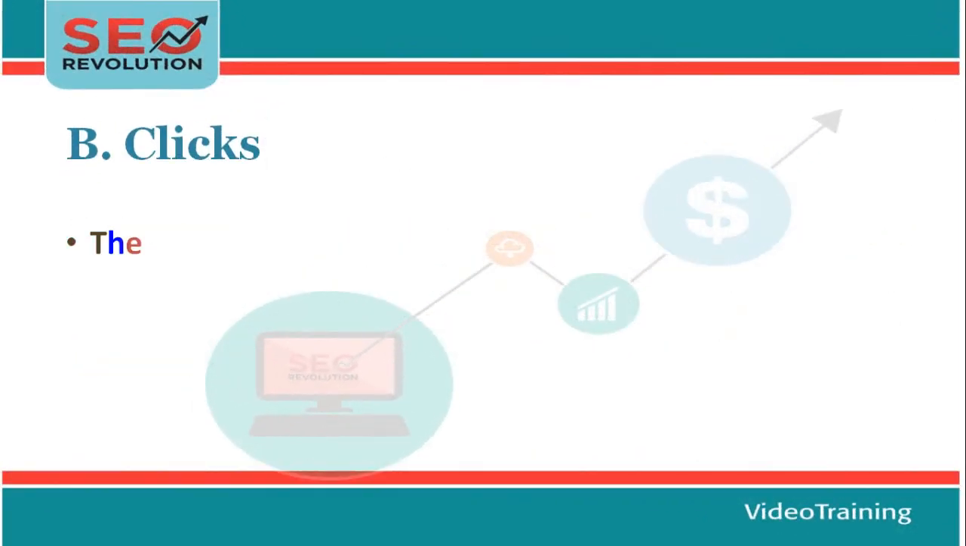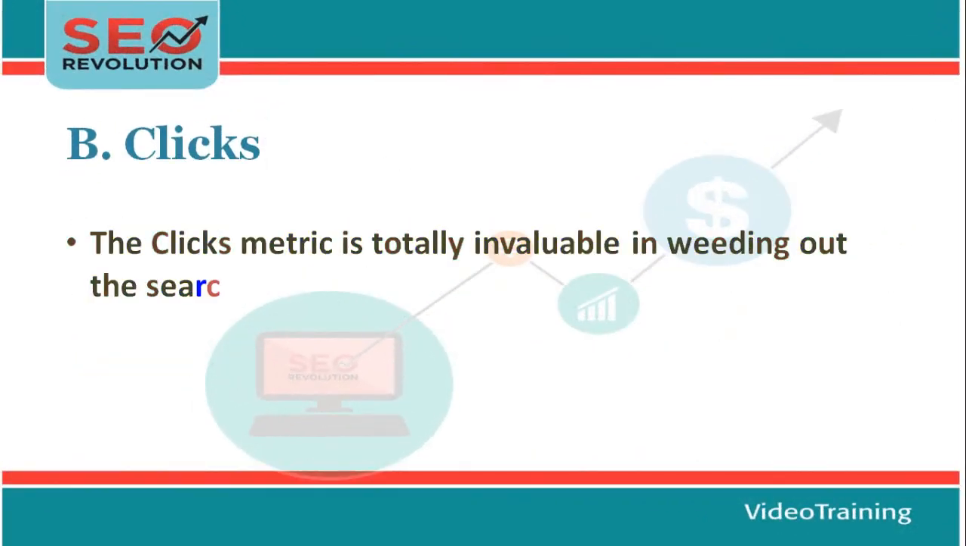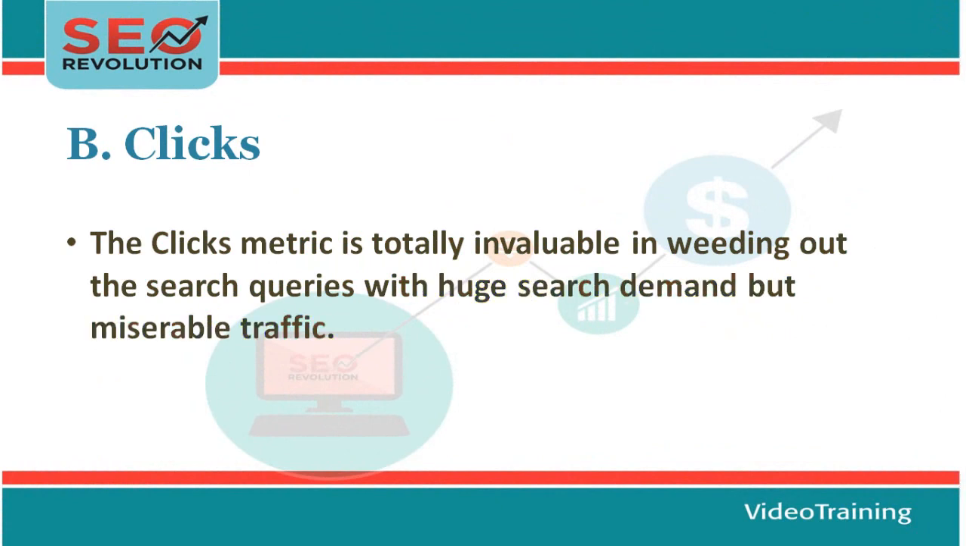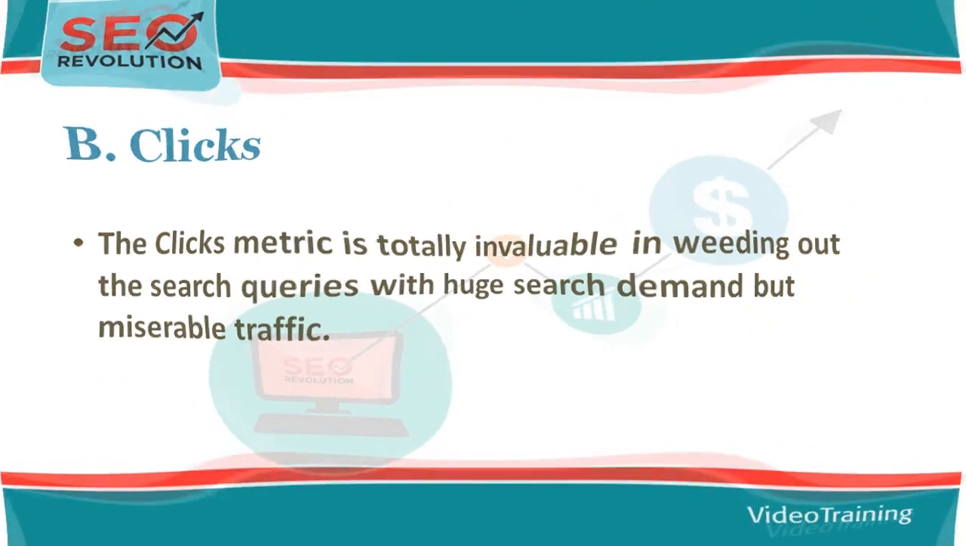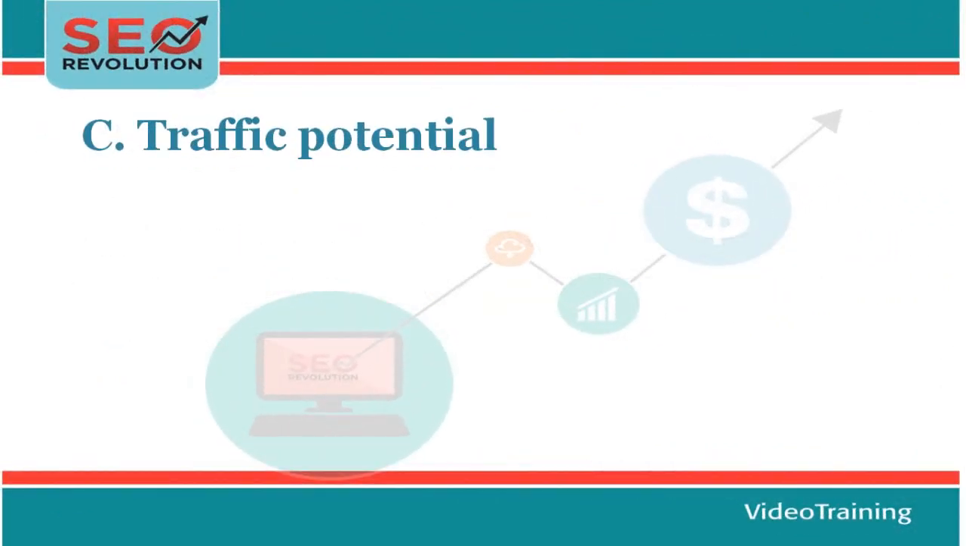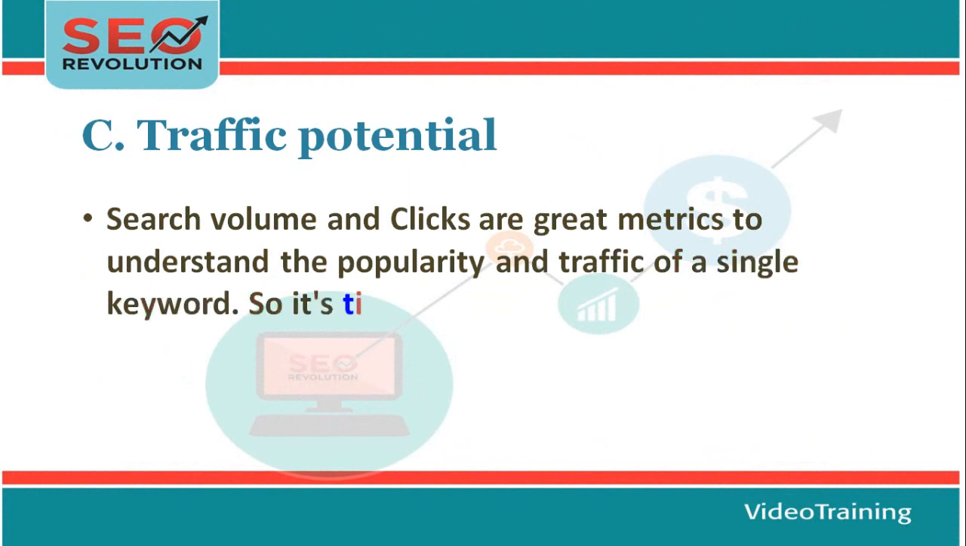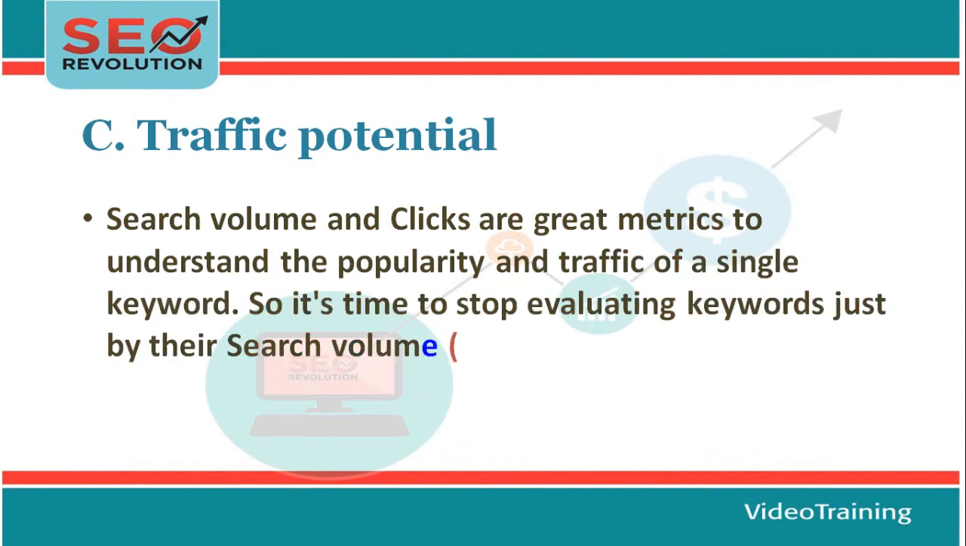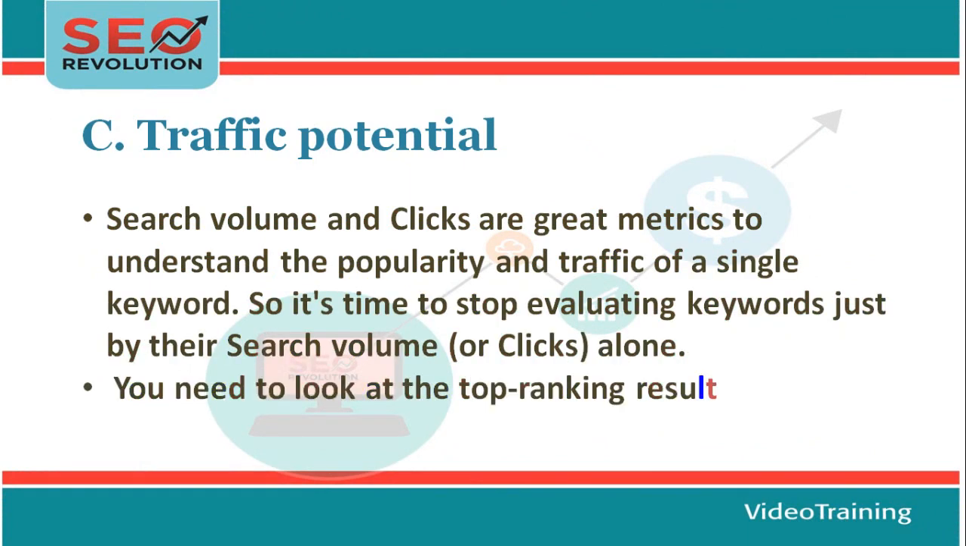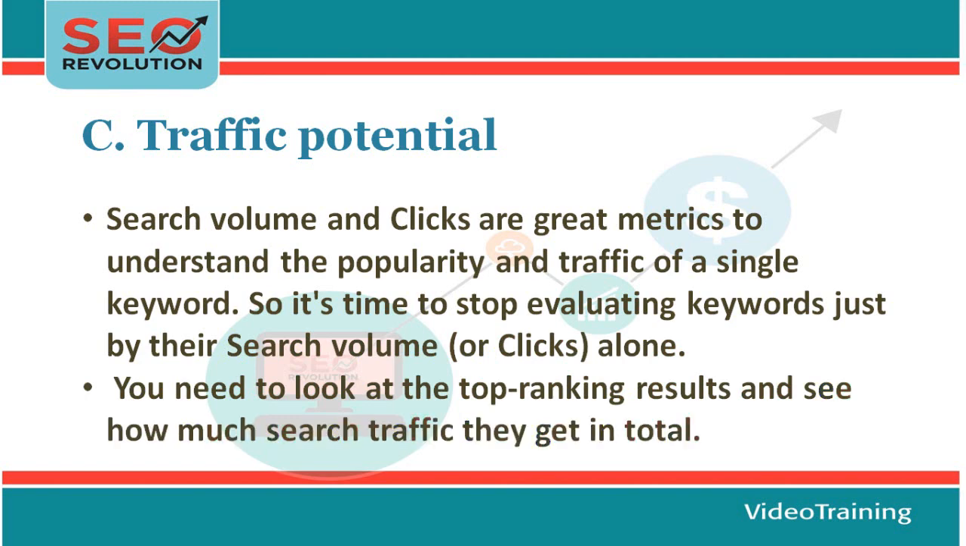B. Clicks. The clicks metric is totally invaluable in weeding out the search queries with huge search demand, but miserable traffic. C. Traffic potential. Search volume and clicks are great metrics to understand the popularity and traffic of a single keyword. So it's time to stop evaluating keywords just by their search volume or clicks alone. You need to look at the top ranking results and see how much search traffic they get in total.